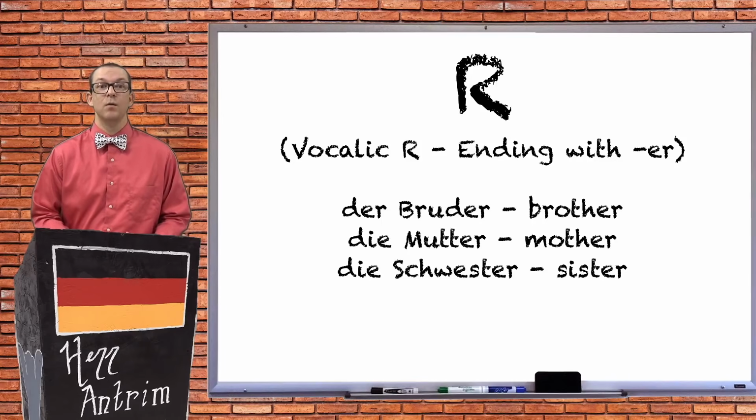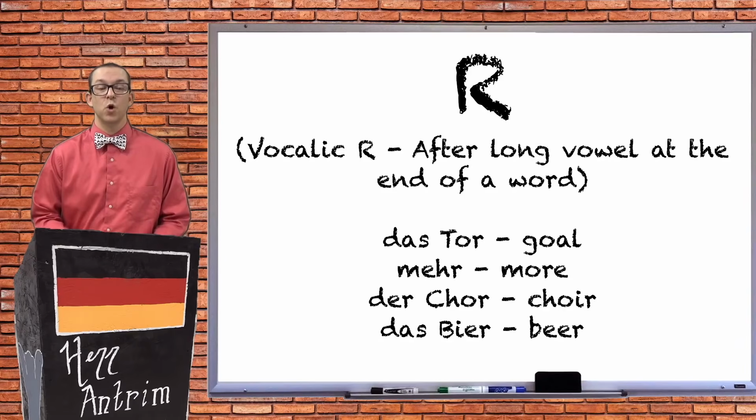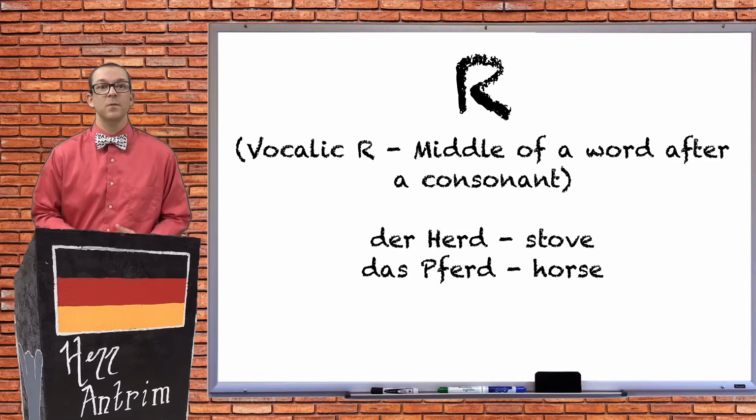Bruder, Mutter, Schwester. They end with ER, therefore we say er. Tor, Meer. Chor, Bier. After a long vowel sound at the end of a word, we say er. Herd, Pferd. This is in the middle of a word before a consonant.